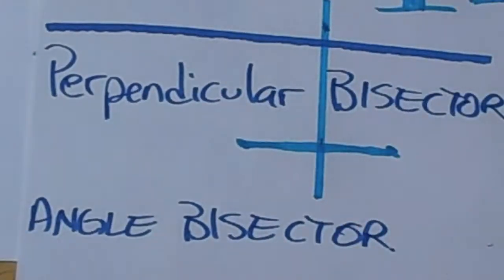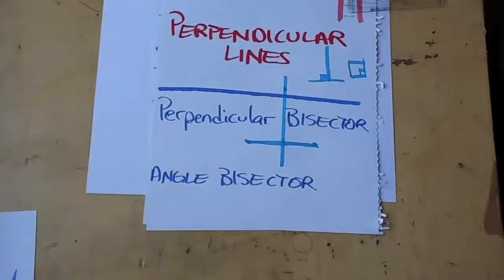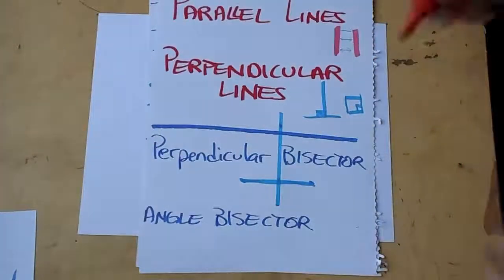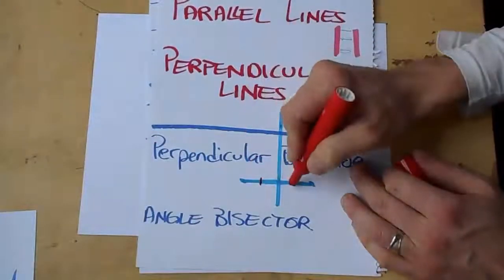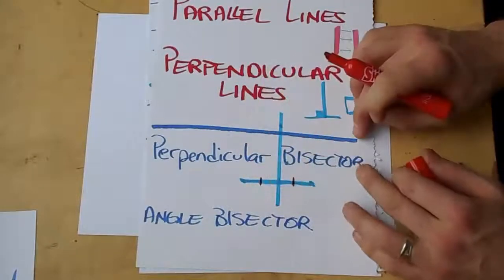And the other thing to keep in mind is that whenever we're dealing with things that are the same length, we're going to use these little hash marks. I have one on each side, which shows me that these two sides are equal.